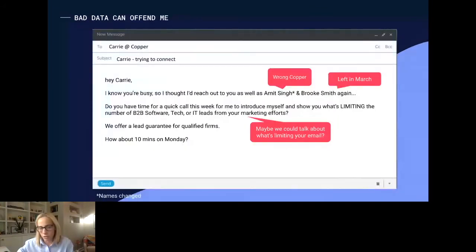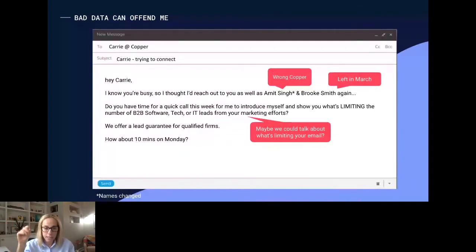Again, I apologize for the small copy, but you guys probably have better eyes than me. And these are all real examples that have come through my inbox or one of my colleagues' inboxes. In this particular case, what I'm seeing here is an email where the sender tried to indicate that he had reached out to 2 colleagues of mine, Amit and Brooke. I changed names for the sake of privacy.